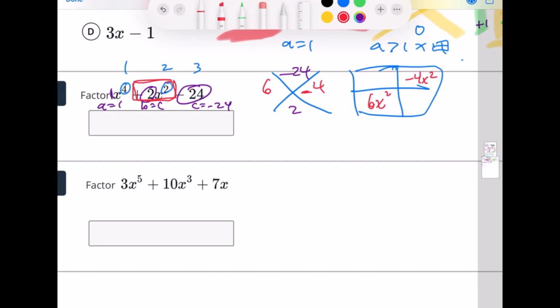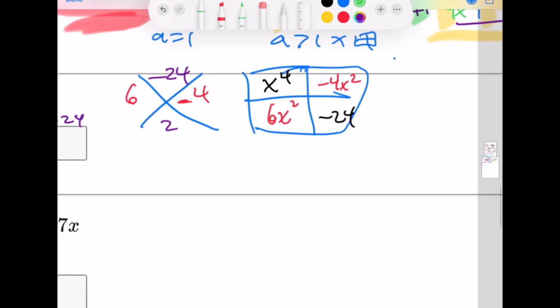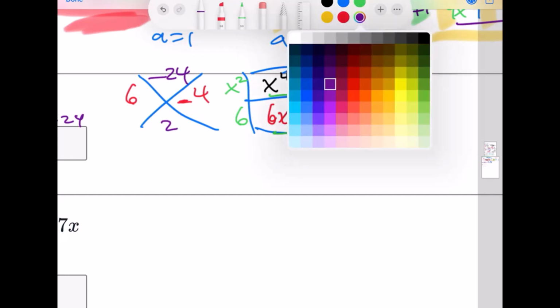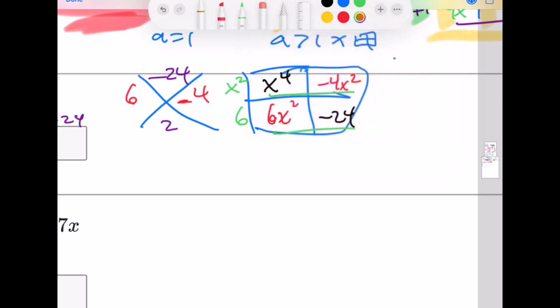Okay, and then top left, we're going to put always the A term, and the C term always goes in the bottom right. We're just going to take out the greatest common factor. That's going to be an x squared. Greatest common factor, I'm thinking 6 here, and I'm happy with that for now. Let's pick a different color I haven't used. How about orange? This direction is going to be an x squared. Greatest common factor, I think it'll be a negative 4.